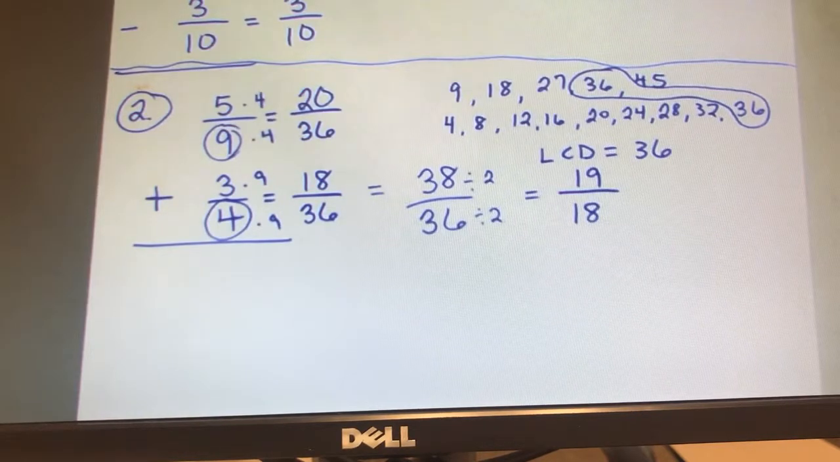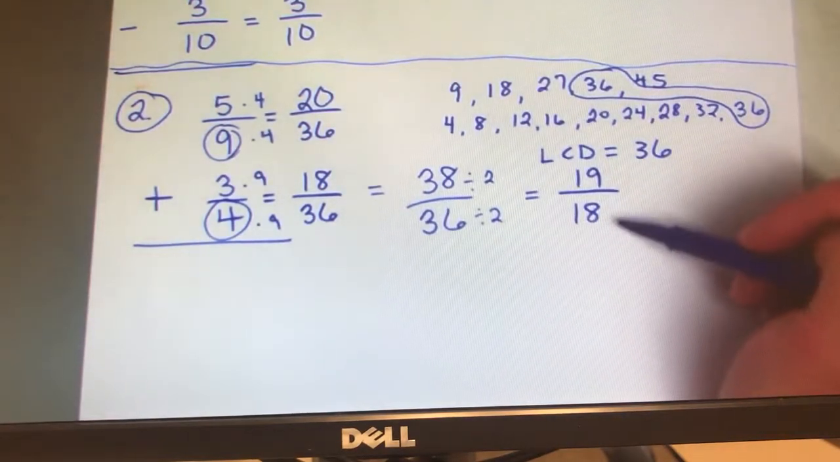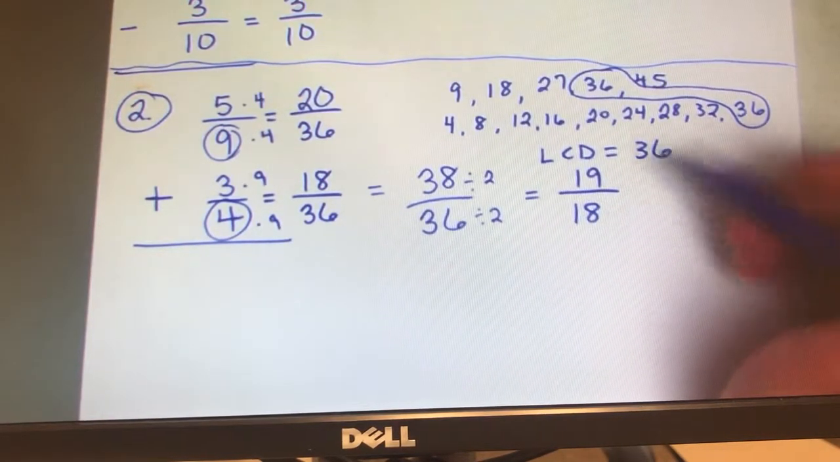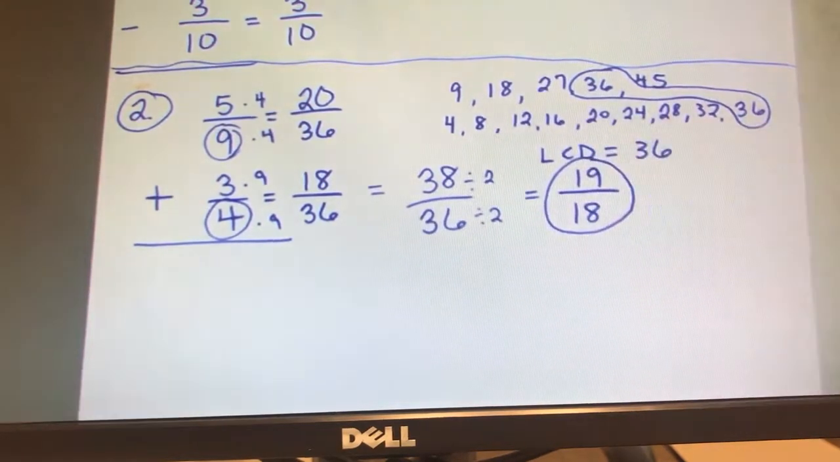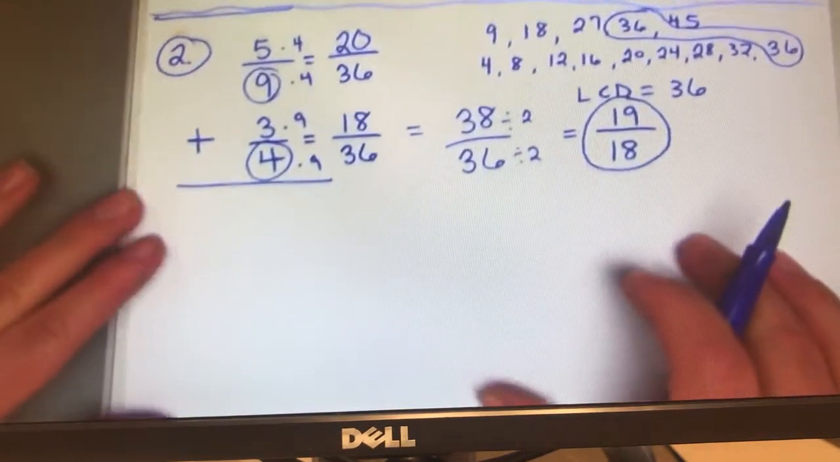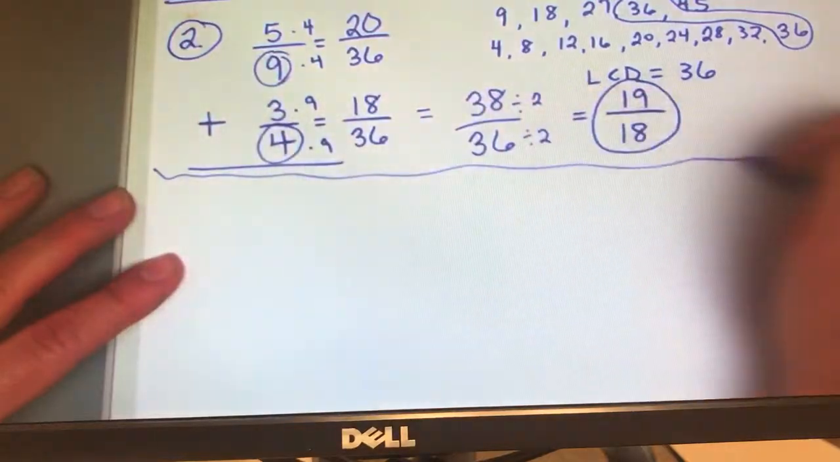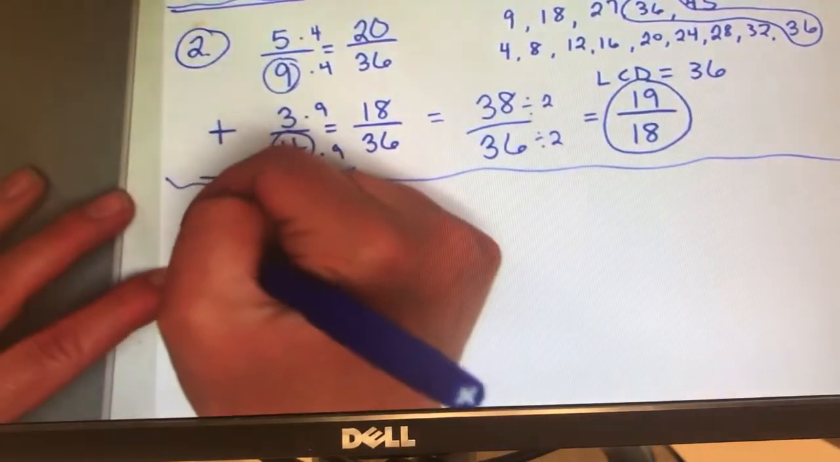We have 19/18. Okay, now it's still improper, but this time it is in simplest form because there's nothing else these two can be divided by except 1. So you can go ahead and leave that as your answer because there's nothing wrong with it. You only need to change it to a mixed number if the directions specifically say to do that, but we can just leave it improper. Okay, let's do one more of these to practice.